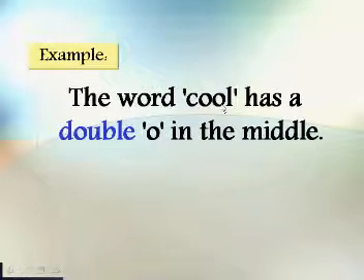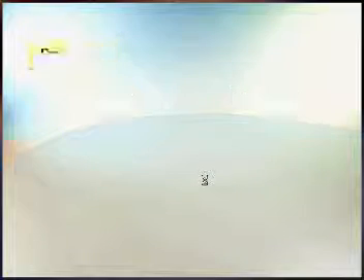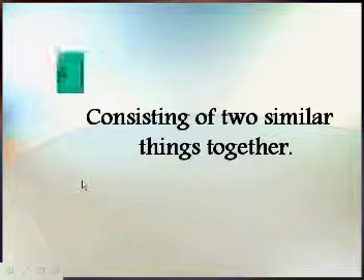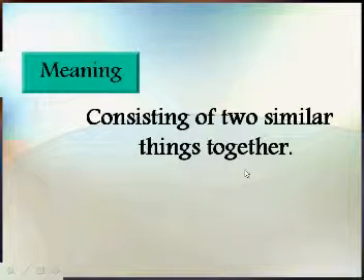From the word itself you can guess the meaning of double. Double means consisting of two similar things together. Two similar letters, for example. The word cool has two O's in it, so it's a double O.